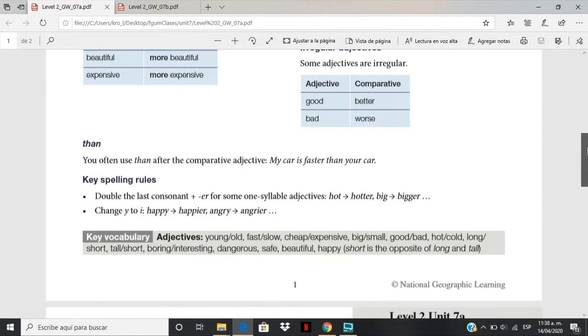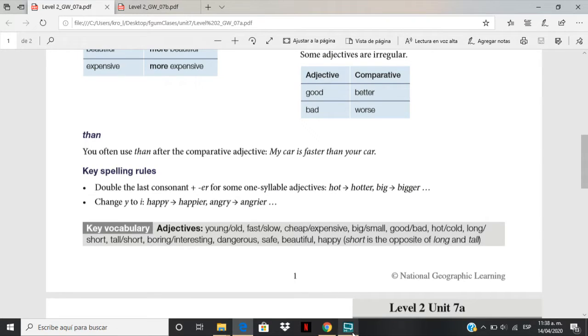And then we have the word than. We have to use this word as a complement, to refer to the other subject. You often use than after the comparative adjective. For example, my car is faster than your car. We have to use this word when we are talking about comparatives. Think about these rules. There are certain spelling rules we have to follow.